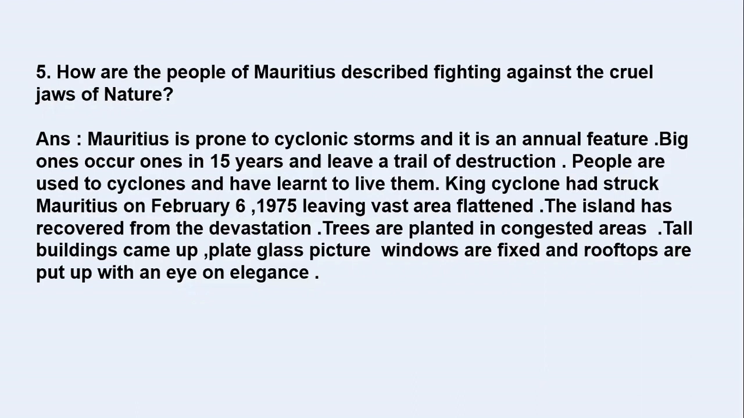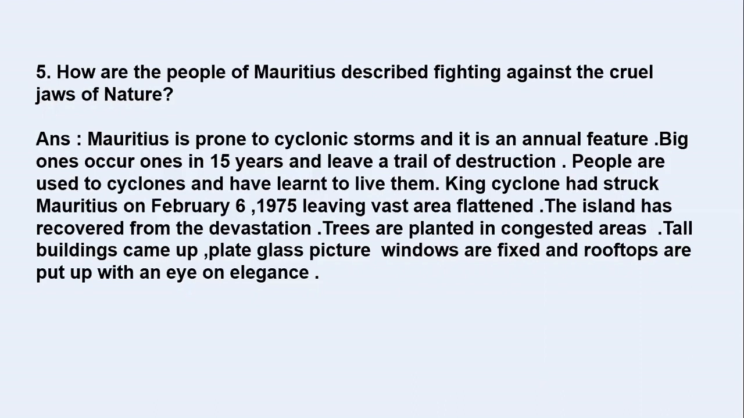Mauritius is prone to cyclonic storms and it is an annual feature. Big ones occur once in 15 years and leave a trail of destruction. People are used to cyclones and have learned to live with them. King cyclone had struck Mauritius on February 6, 1975, leaving vast areas flattened. The island has recovered from the devastation. Trees are planted in congested areas, tall buildings came up, plate glass picture windows are fixed, and rooftops are put up with an eye on elegance. So this is the answer.